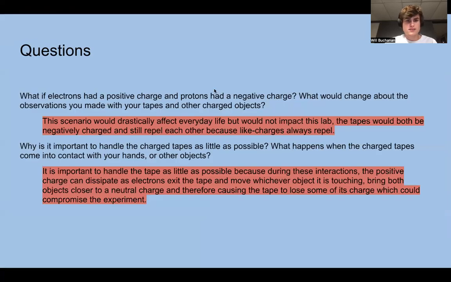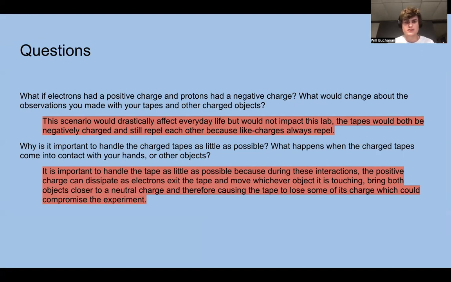And questions: if the electrons had a positive charge and protons had a negative charge, what would change about this experiment? Nothing in the experiment would change, although it would affect a whole lot of other things, because the tapes would still be negatively charged and they would still repel each other, because just like two positive things repel each other, two negative things repel each other.